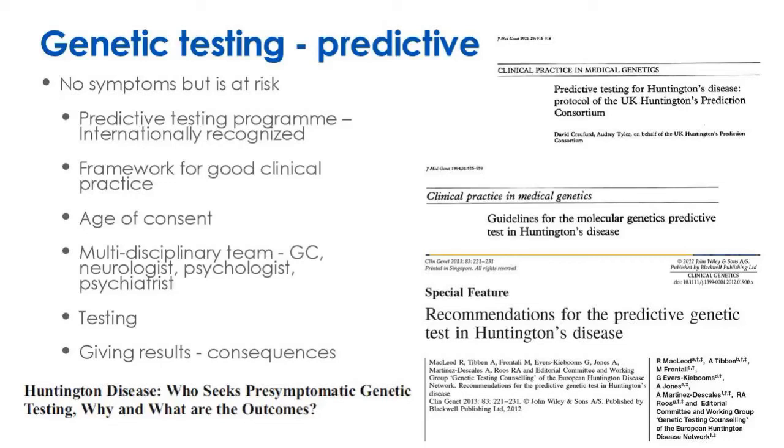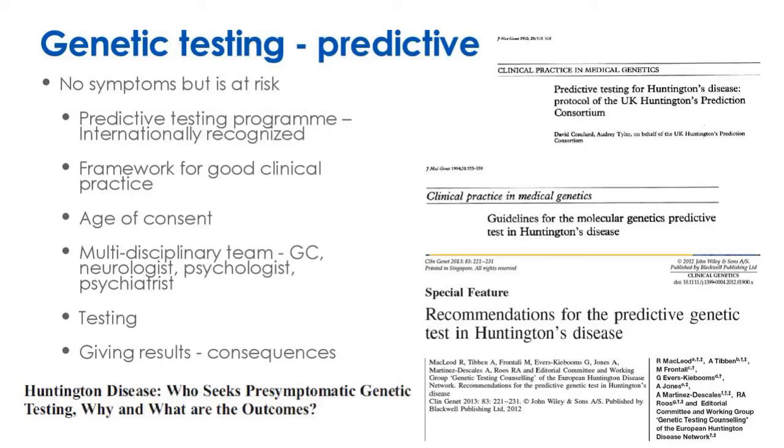It's important that the age of consent is adhered to, so we generally won't test someone under the age of 18. It would be preferable to test people who are a little bit older, have made life decisions going forward, and have not let the prospect of Huntington's impact on those.